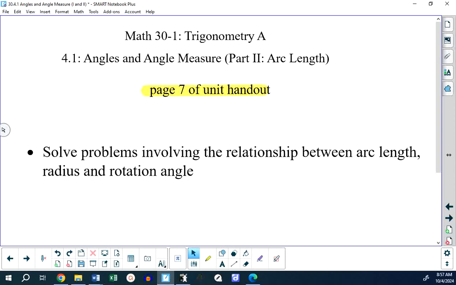So this is 4.1 part 2, which deals with what's called arc length. Once again, even though you have not been assigned a textbook, you have access to the textbook in Google Drive. I've shared it with you. The 4.1 is talking about the textbook section. If you need additional practice, you have that textbook as a resource.